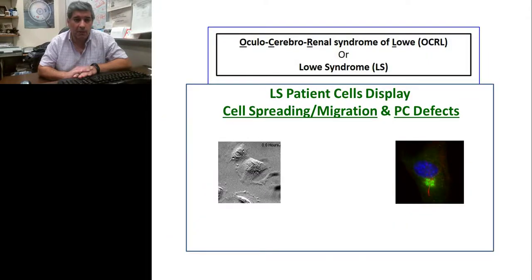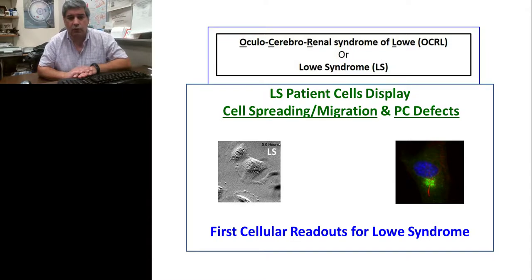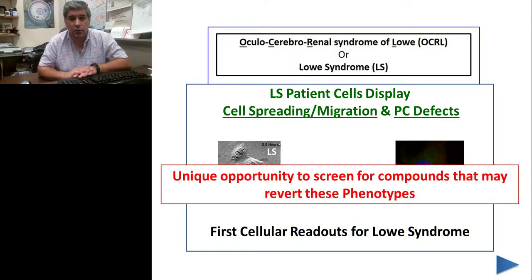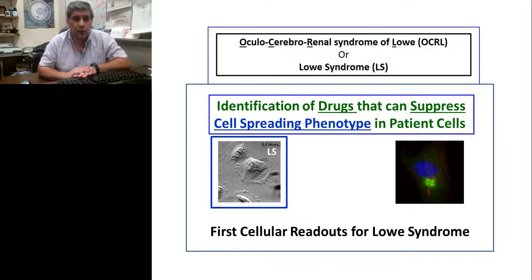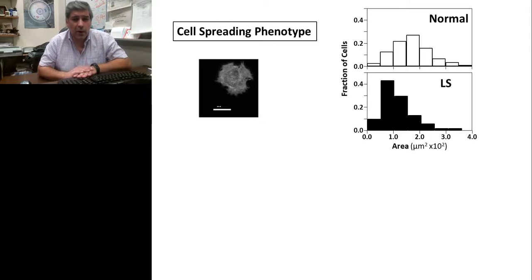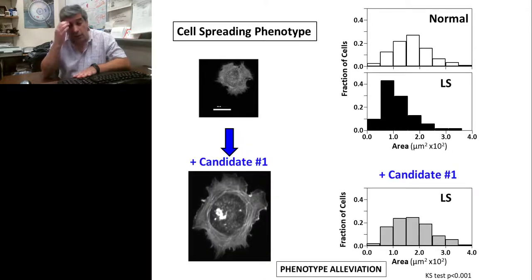And so what I've been telling you so far is that Lowe syndrome patients present problems in cell spreading and migration, but also in primary cilia defects. These were the first cellular readouts for Lowe syndrome, and we decided that they could be used to screen for compounds that might revert these phenotypes, and we did that. We looked for compounds that could, for example, rescue the cell-spreading phenotypes. Here you can see again the Lowe syndrome cells with difficulty to spread. To the right, you can see histograms showing that the area of the Lowe syndrome cells is prone to be smaller than the area of the normal cells because of this spreading defect. And we identified a drug that we call candidate 1 for now that was able to rescue the spreading phenotype of these patient cells.